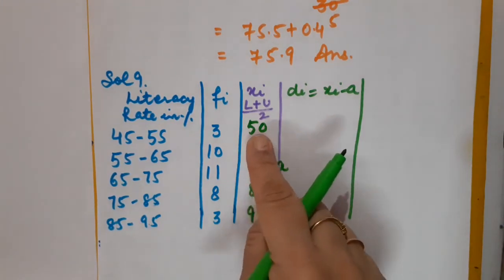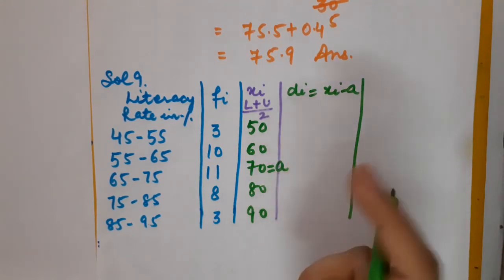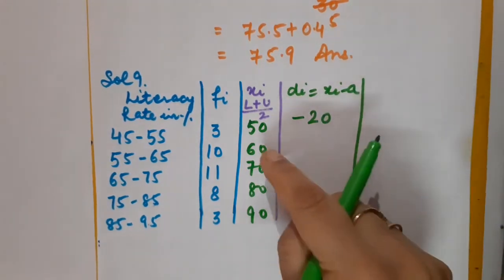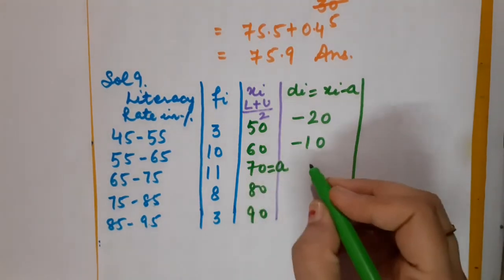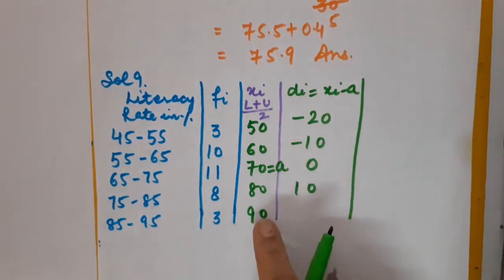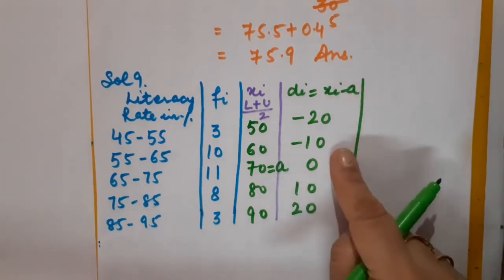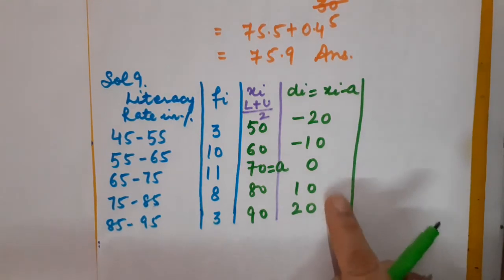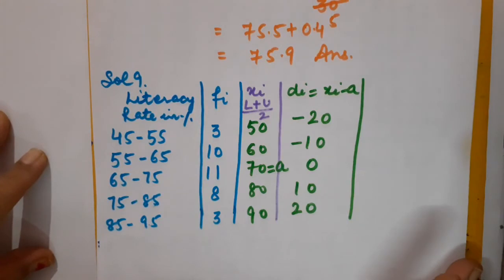You have xi as 50 and A as 70. So what would you get after subtracting? 50 minus 70, that is minus 20. 60 minus 70, minus 10. 70 minus 70, 0. 80 minus 70, 10. 90 minus 70, 20. Again you can observe, above 0 there were the numbers in negative and below 0 there were the same numbers in positive. This is the way that we are proceeding in the right manner.